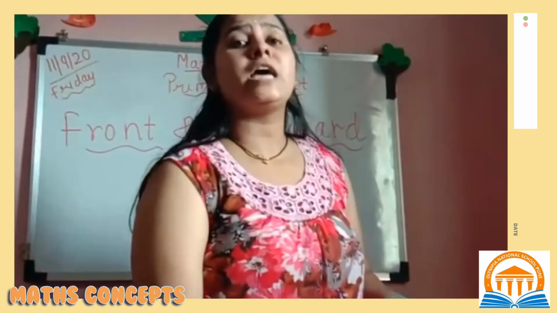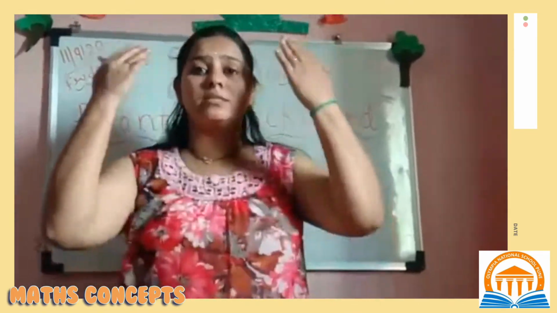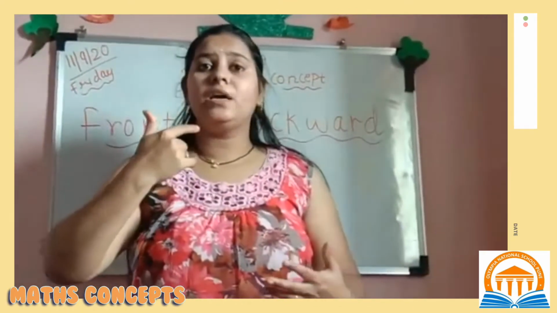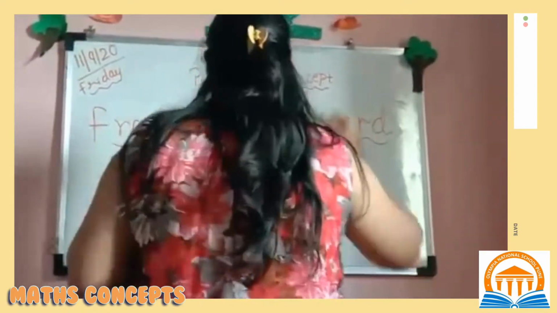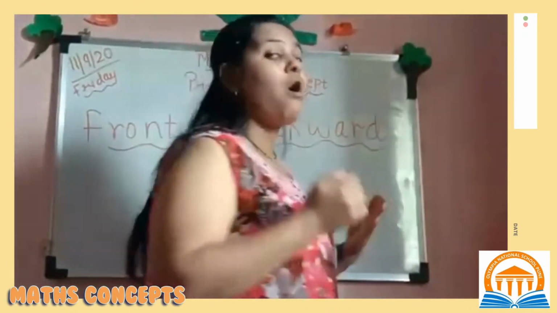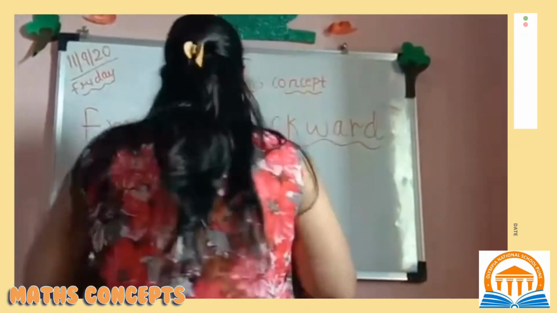Now we'll take an example, front and backward. Can you see this is the front side where I'm standing? This is my front side. My face is here, right? When I turn, this will be the back side. What will it be? The back side. This is front side and this is back side.